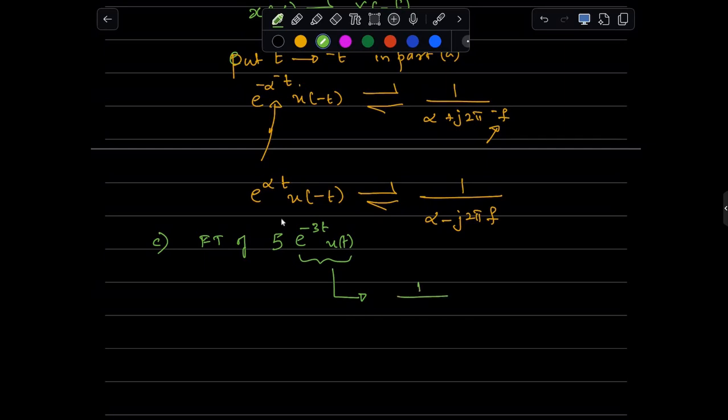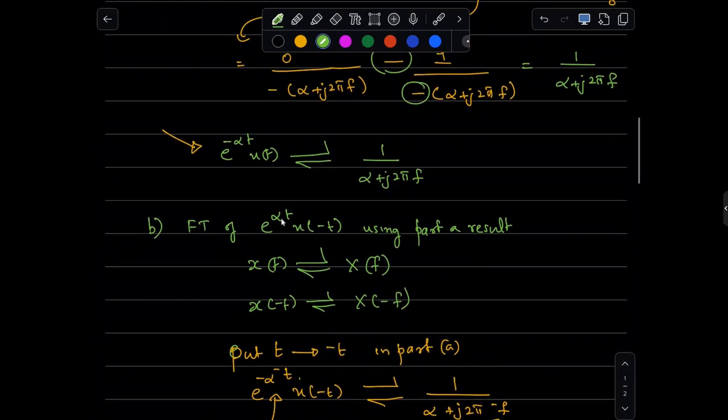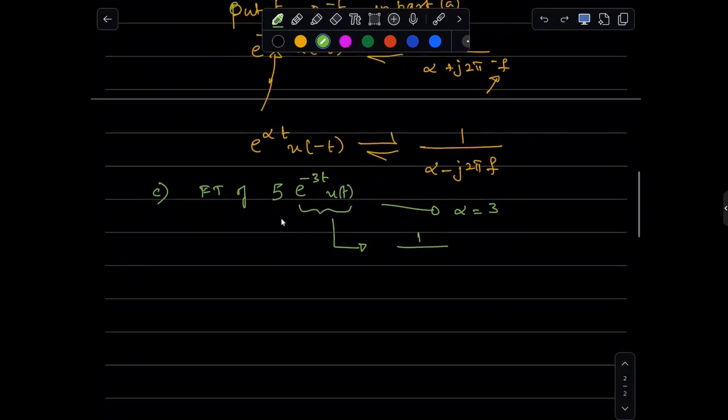So it will be having the Fourier transform. What is alpha here in this problem? You know that alpha is equal to 3. It is not minus 3, because the form that we have derived is e power minus alpha t. This is the previous derivation that we have done. So alpha is equal to 3.